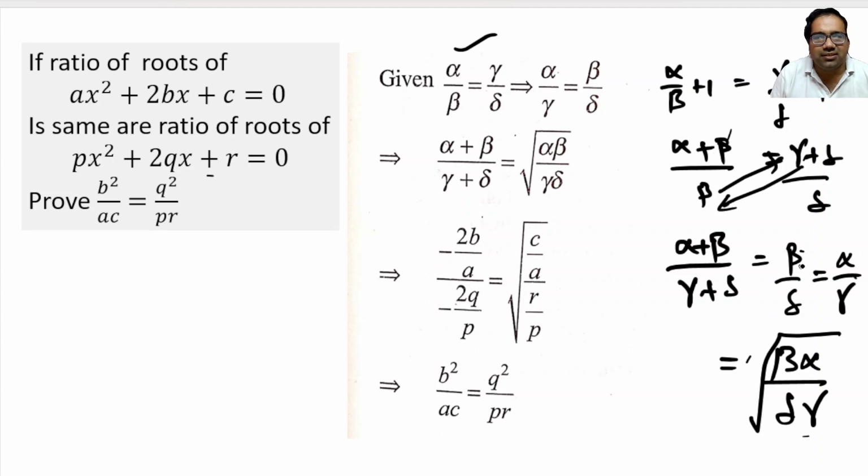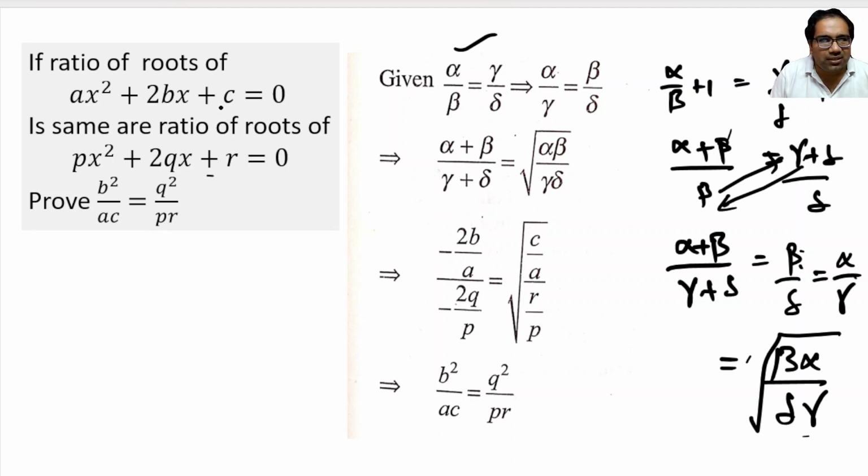which essentially means we can express the product of these two, because these are anyway equal, and the square root of that will anyway be equal to this one. Right? So now, alpha plus beta, what is alpha plus beta? Minus b by a. And gamma plus delta, what is that? Minus q by p.